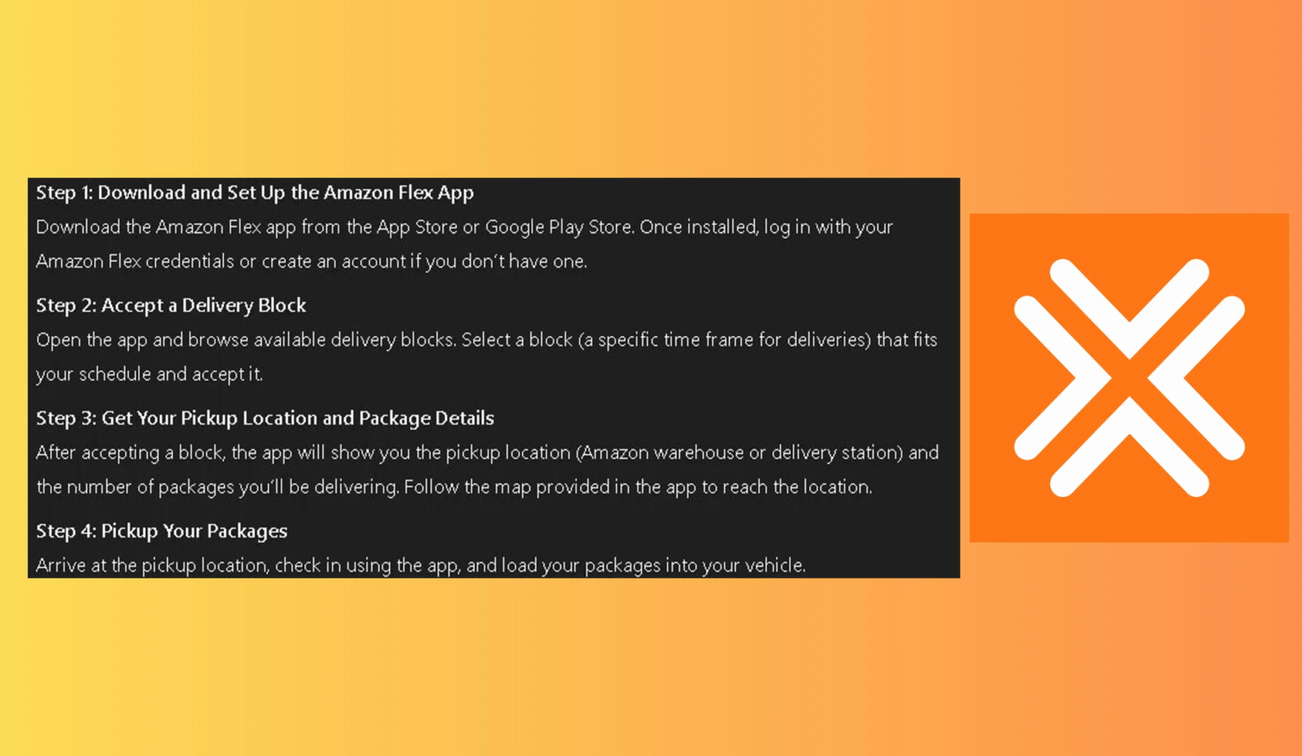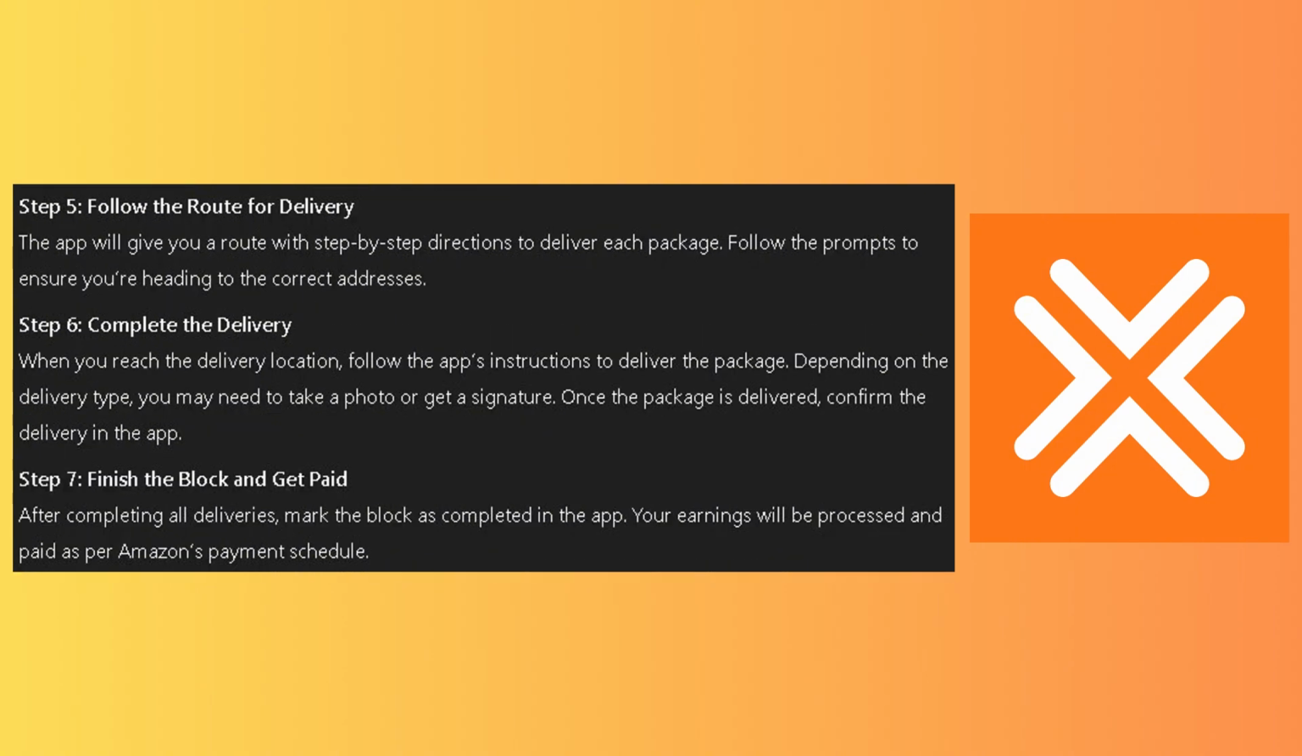Get your pickup location and package details. After accepting a block, the app will show you the pickup location, an Amazon warehouse or delivery station, and the number of packages you will be delivering. Follow the map provided in the app to reach the location.